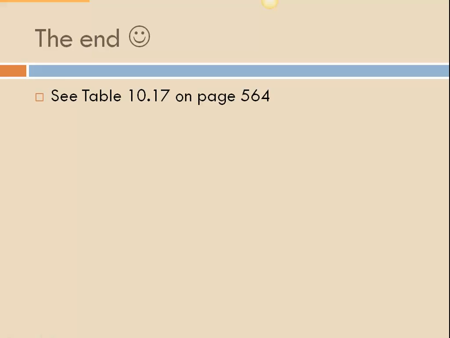Okay, and again, just like on our last tutorial, there is a table that summarizes this information on page 564 in your book. It's table 10.17. It lists each rate and then tells you what the numerator and the denominator should be. Please let me know if you have any questions, and go ahead and get yourself some practice with these rates by completing the Check Your Understanding on page 564.